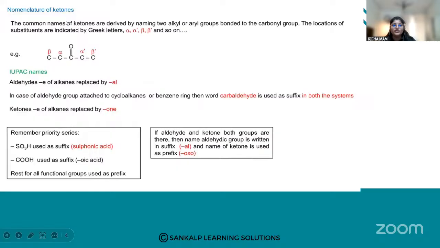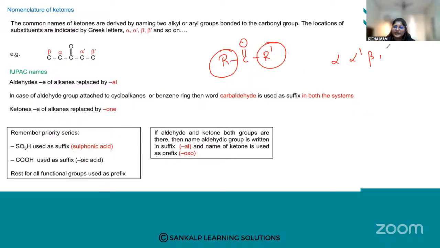Nomenclature of ketones. In this system, the names of the ketones are derived by naming the two alkyl or aryl groups. This is the ketone structure, and you have to name the alkyl or aryl groups. R and R dash can be alkyl or aryl groups bonded to the carbonyl group. Further, whatever substitution is there has to be indicated by alpha, alpha dash, beta, beta dash.